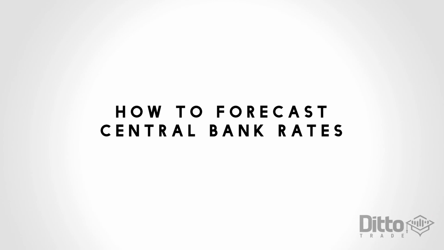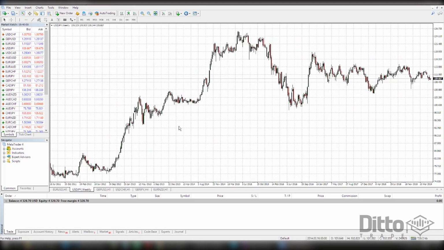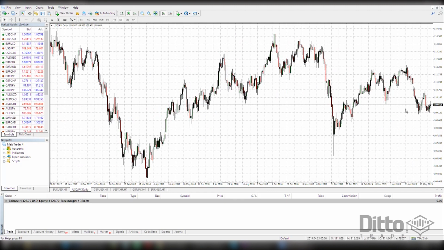How to forecast central bank rates and the impact on the FX market. The Fed funds futures are contracts traded on the Chicago Mercantile Exchange. They represent the market's expectations of where the daily official federal funds rates will be when the contract expires. The market always has its own forecast of where the interest rates will be. It is our job to forecast the change in those expectations.